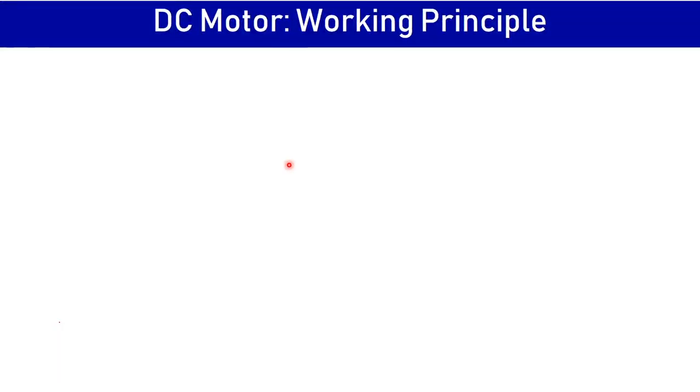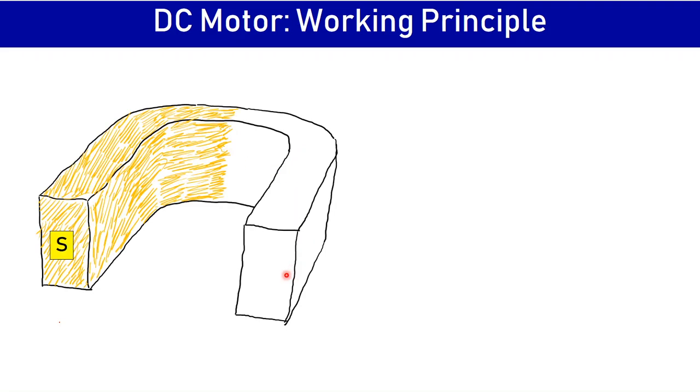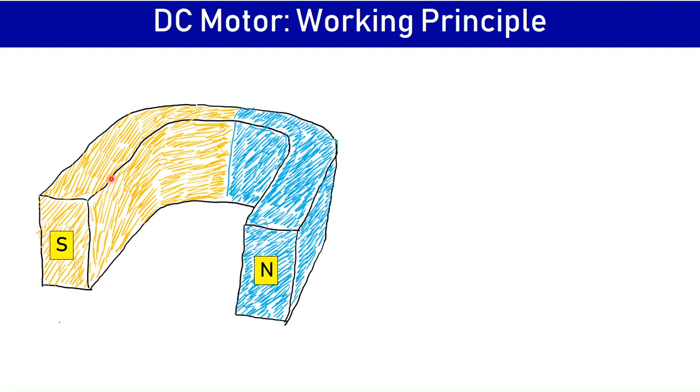To explain the working principle of a DC motor, we will take help of a very simple arrangement. In this arrangement, I have taken a permanent horseshoe magnet, which means that it has a south pole and a north pole. Due to these poles, a magnetic field will exist inside this area under the magnet, such that the lines of force are from north to south outside the magnet.